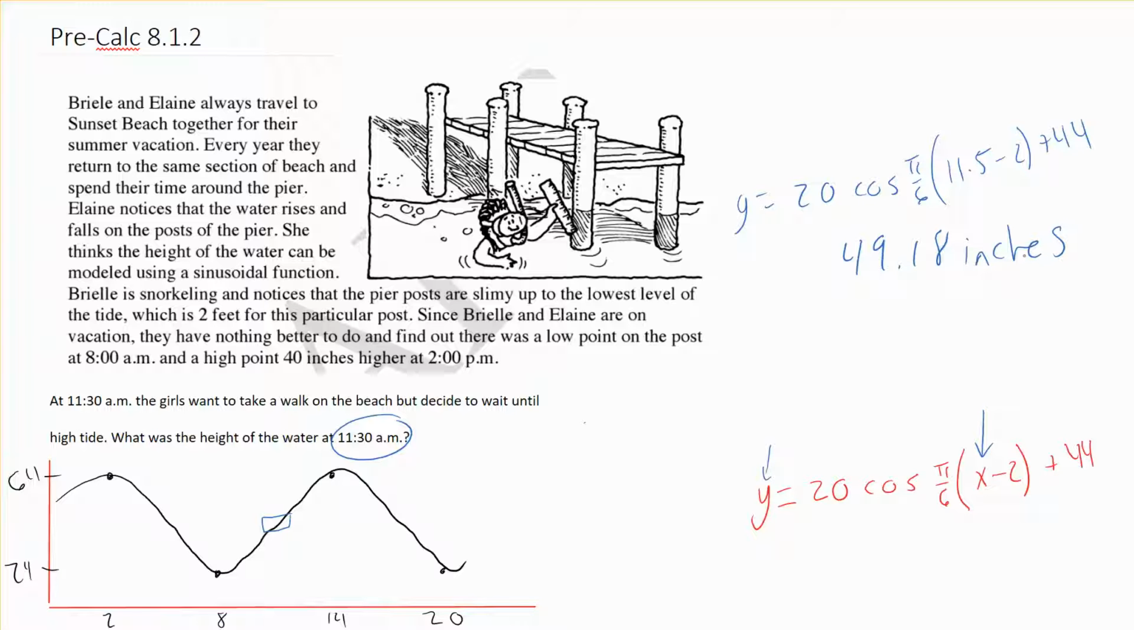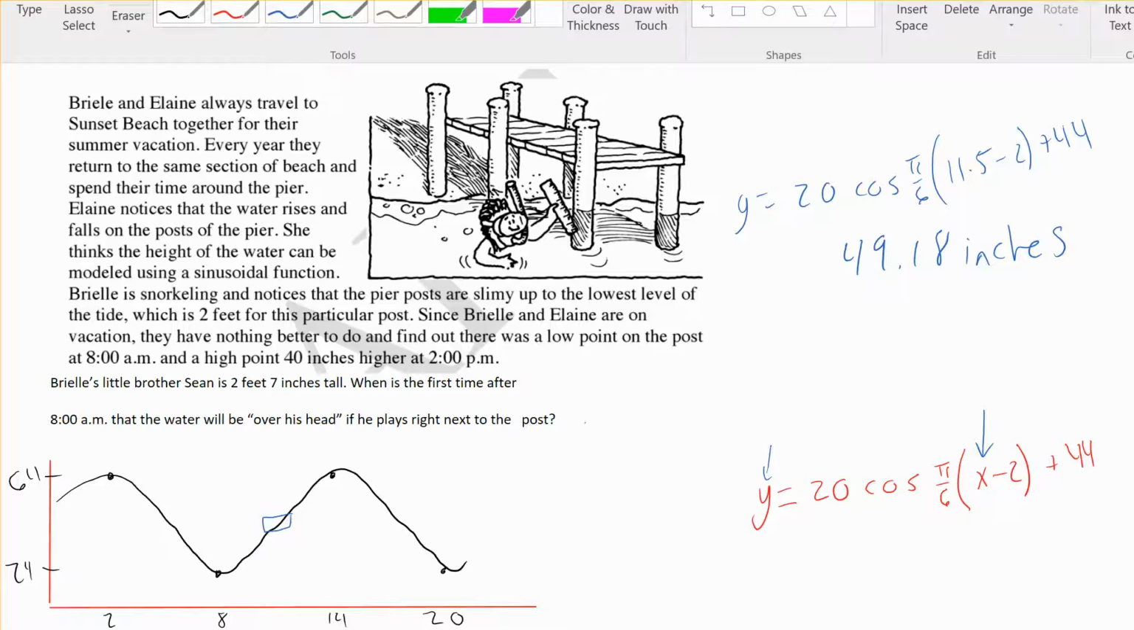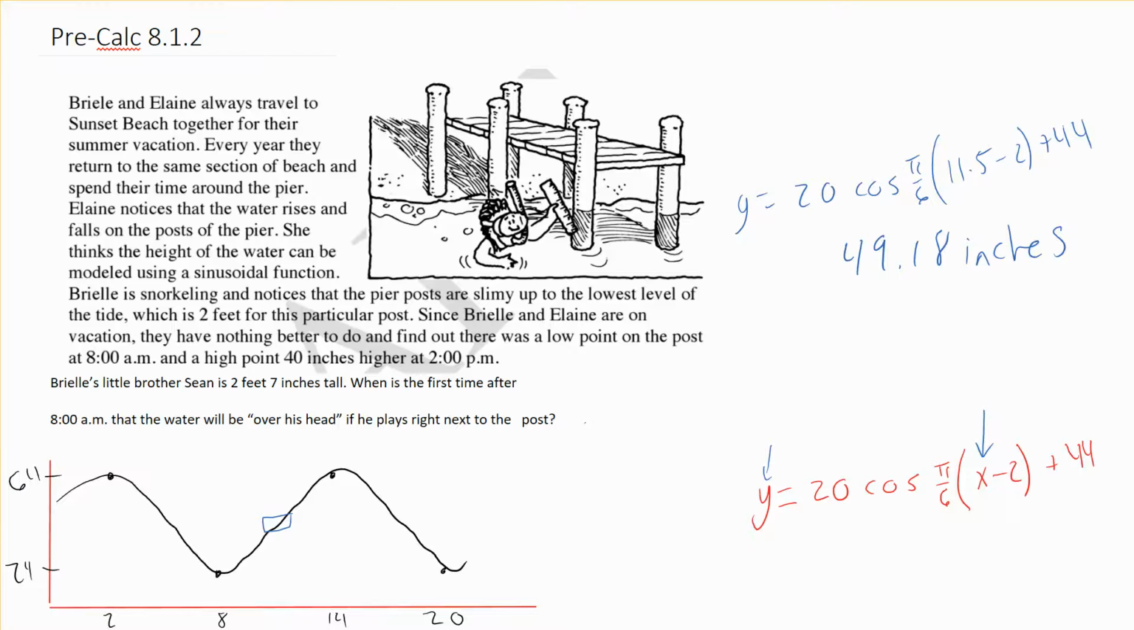All right, and the last part of this problem says, Brielle's little brother Sean is 2 feet 7 inches tall. When is the first time after 8 a.m. that the water will be over his head if he plays next to the post? What do you think? 2 feet 7 inches, I think we're going to want to put that into 31 inches. So here's 24, here's 64, so 31 inches is somewhere in here. Here's 8 a.m.